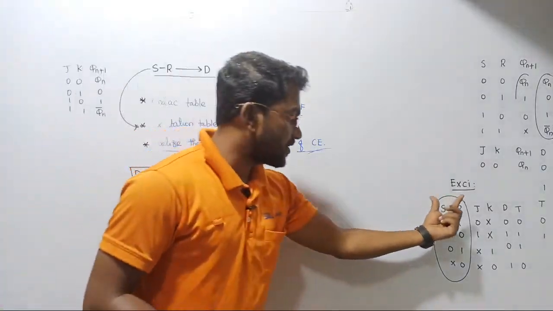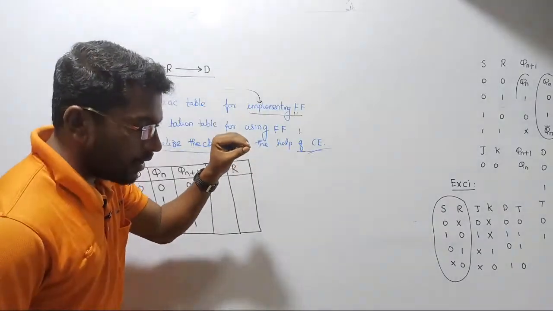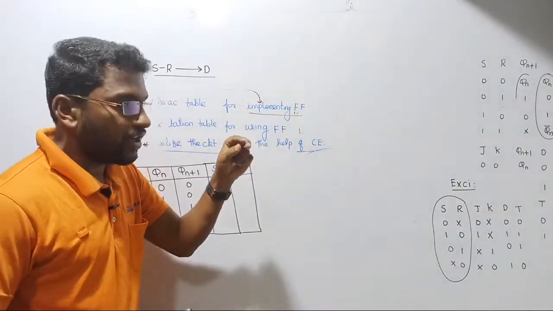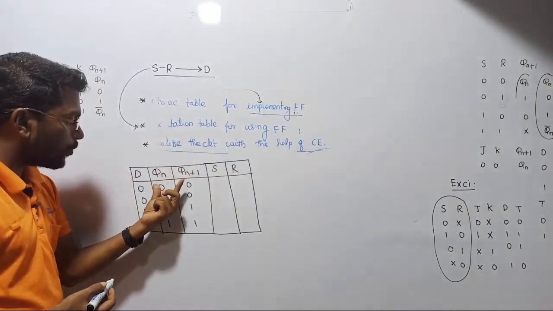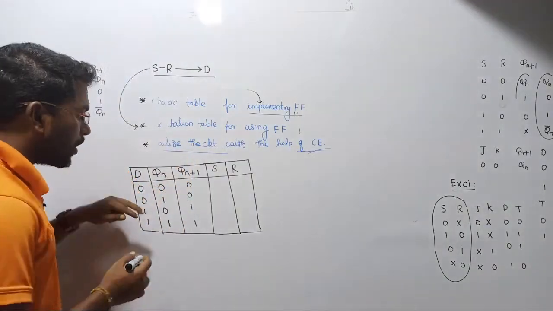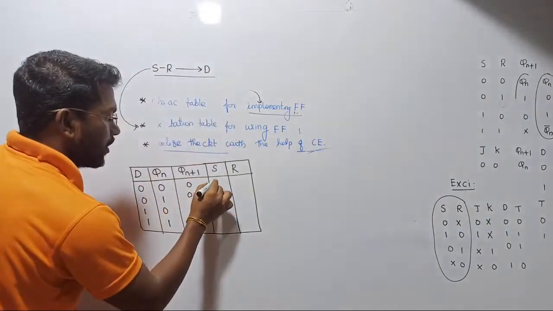Now, this is the excitation table for the SR flip-flop, right? In order to write down the excitation table of any flip-flop, we need two things. One is the past output, another one is the present output. We know the past output and present output combination here. Now, if you are passing 0 0, what will happen? Immediately the output is going to be 0x.